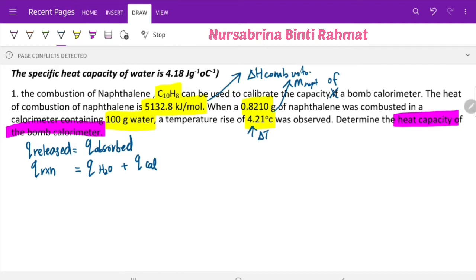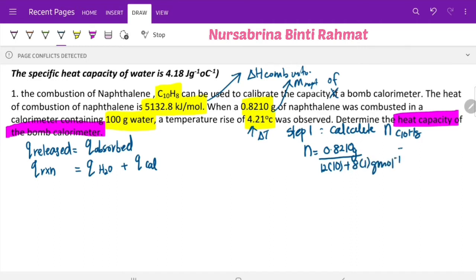Is by using the enthalpy of combustion given here. So first step, calculate the number of moles of our naphthalene. So n equals 0.8210 gram divided by the molar mass of naphthalene, which is 12 times 10 plus 8 times 1 gram per mole. So that's how you calculate the number of moles. The number of moles of naphthalene present is 6.41 times 10 minus 3 mole.